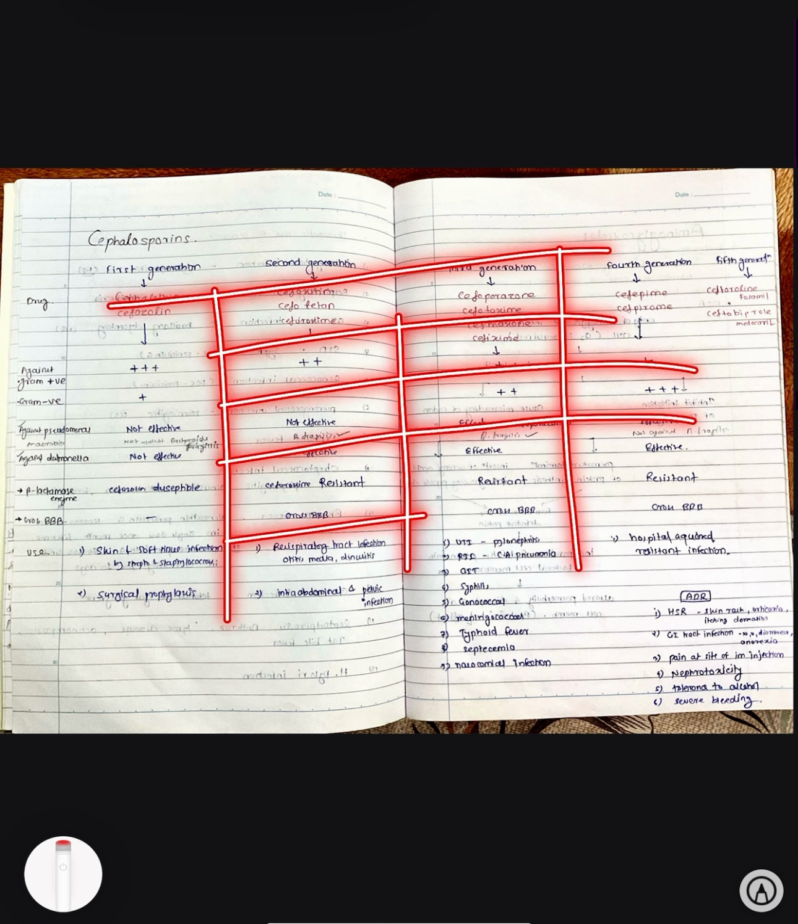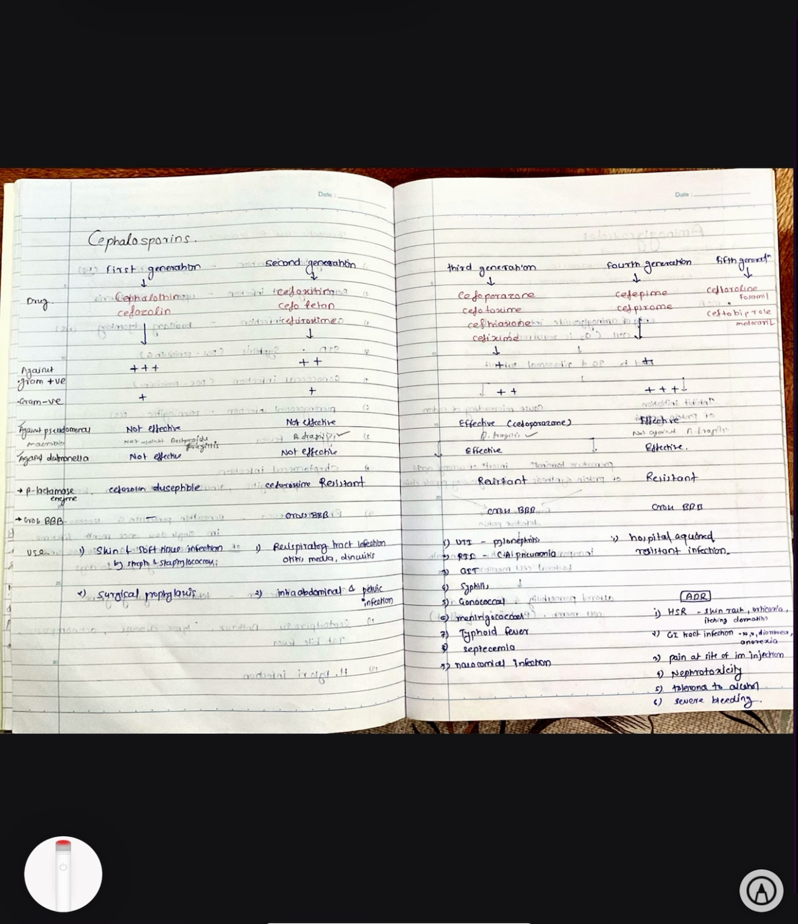of the cephalosporin. The more important information for each generation is their therapeutic use, which disease they are going to cure. The first generation can be used for skin and soft tissue infection by Streptococcus and Staphylococcus, and they can be used for surgical prophylaxis. You can remember it by SS: skin and soft tissue infection and surgical prophylaxis.